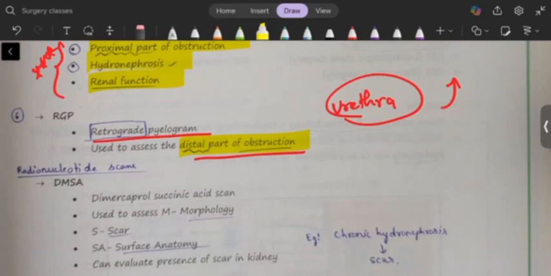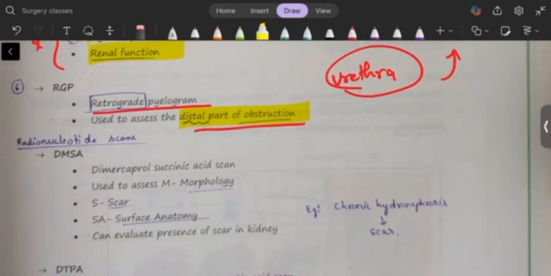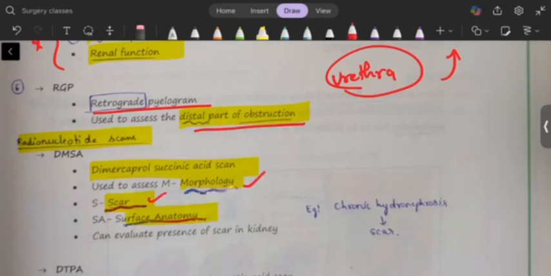Okay, and then there are some special radionucleotide scans which are upcoming, in nuclear medicine branches, that is DMSA, dimercaptosuccinic acid scan, we call it. This is usually used to identify the morphology, scarring, and surface anatomy of the kidneys. Okay, so in DMSA, MSA can be used as a mnemonic. What do we use it for? Morphology, scarring and surface anatomy of the kidney. Okay, so this can evaluate the presence of scar in the kidney.